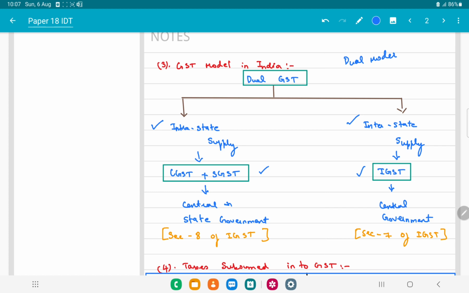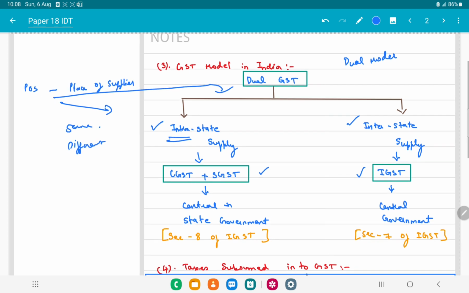How will you derive that it is an interstate supply? That is also one of the points to discuss. We will discuss it at a later point of time. For the time being, you should understand, if the place of supplier and the place of supply are in the same location, it is intra-state supply. Okay, place of supply and place of supplier, same location, intra-state supply. If different location, it is interstate supply. Okay, if it is intra-state supply, CGST, SGST will be levied. If it is interstate supply, IGST will be levied.